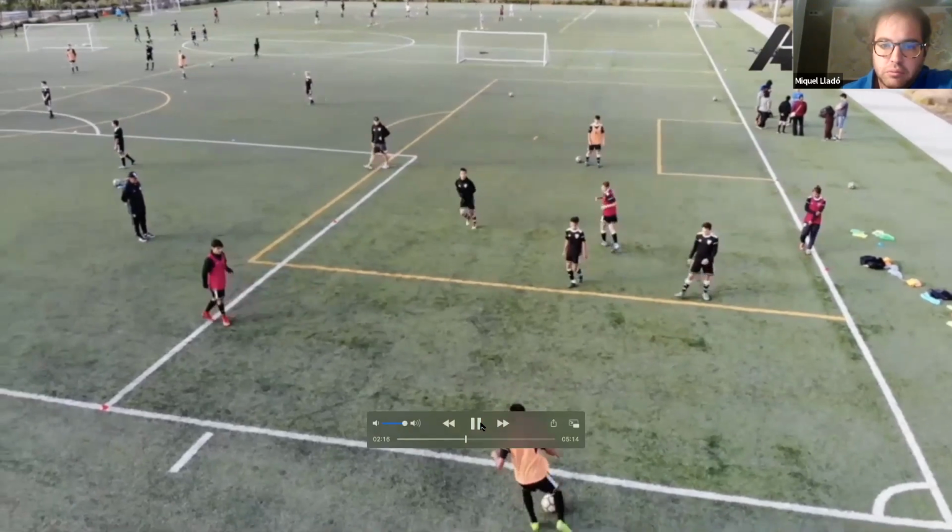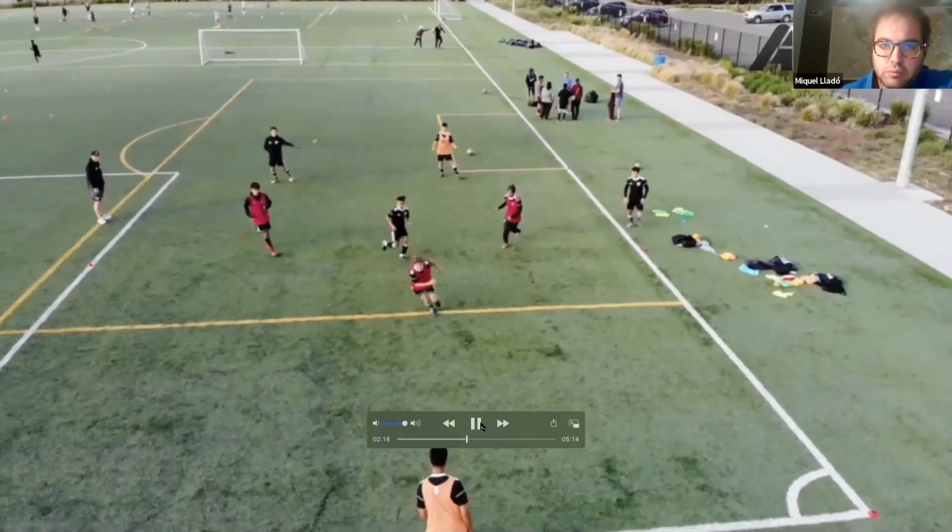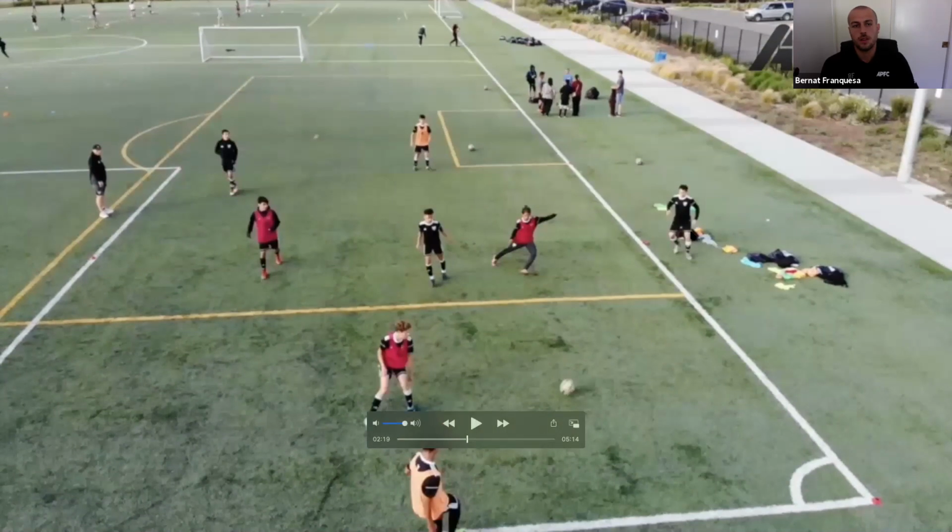One more example. Now, that's an incredible example. We have the 6, we have the 8, which is far away, diagonal with the 10, and the 10 in the same line where the opponent is. Only with that, he's able to beat him with the first touch.